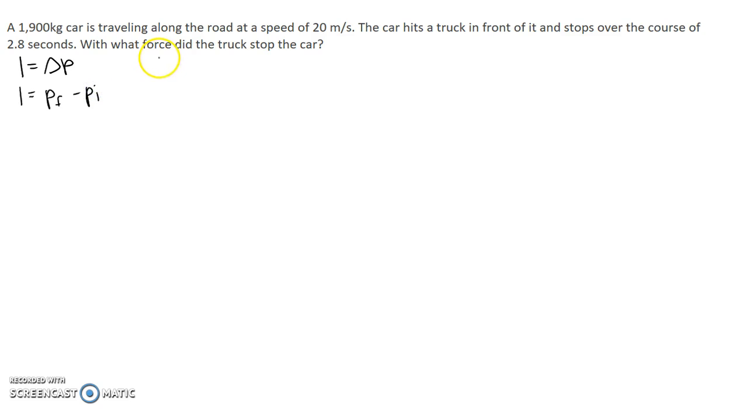Another equation we have for impulse is I is equal to force times the change in time. And last but not least, impulse is equal to mass times the change in velocity, which really means impulse is equal to mass times your final speed minus your initial speed.